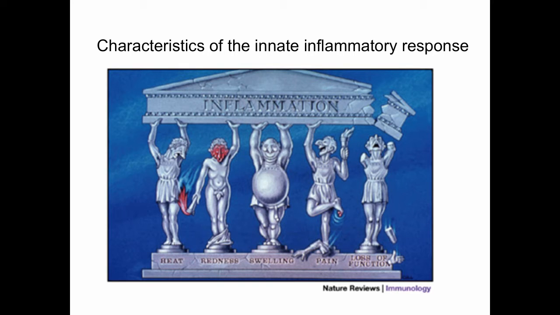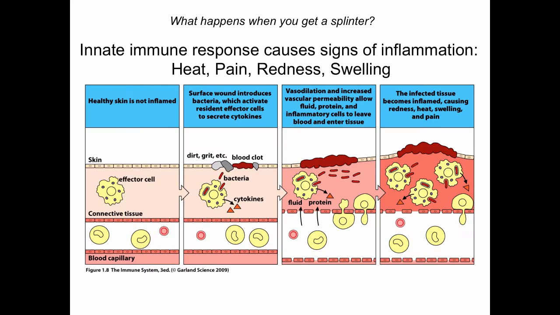For example, when we get a splinter, you have heat, you have swelling, redness, pain at the site of that initial inflammatory site. And so one way of thinking about this, and one way I like to introduce the sequence of events that occurs during an innate inflammatory response, is to think about what happens when you get a splinter.